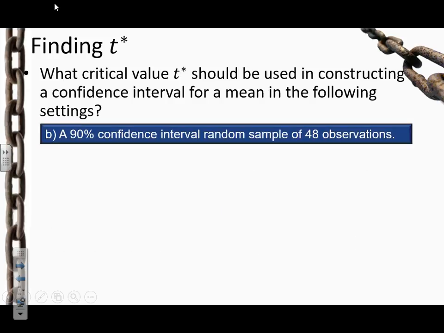Okay, so let's do the same thing, a 90% confidence interval with 48 observations. So our sample size is 48. We want a 90% confidence interval. Let's do the table first. So in the table, what would we do first?